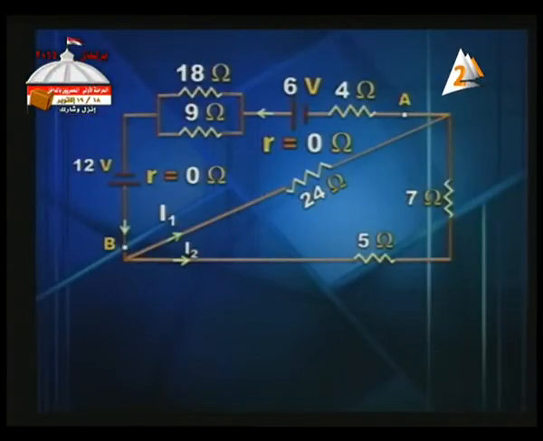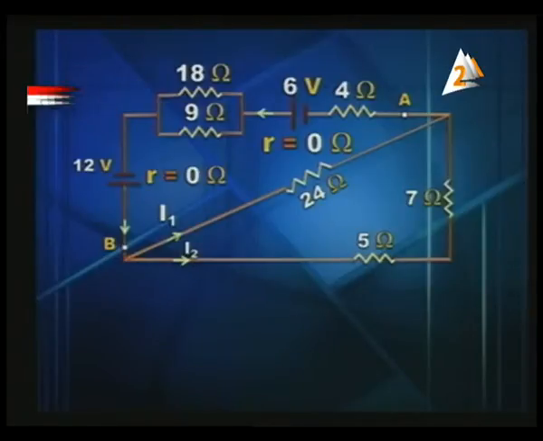Another problem. Here it is a little bit more difficult. Here we've got a battery. Once again, it is a 6-volt battery of negligible internal resistance, equals 0. We've got a resistance of 4 ohm, and a parallel combination that consists of 18 ohm and 9 ohm. They are connected in parallel. And we've got 2 branches, one branch of 24 ohm, the other of 12 ohm. 7 and 5 are connected in series. 12 and 24 are connected in parallel.